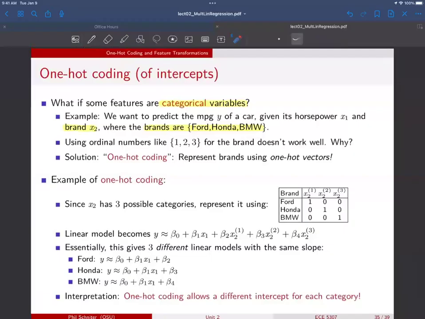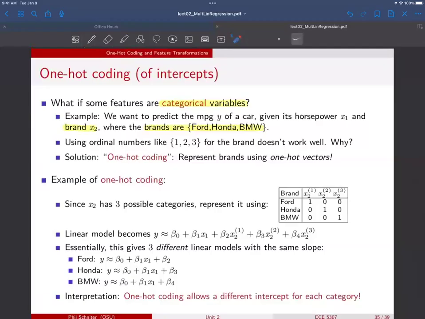You might say, well, I'll just assign Ford to feature value 1, Honda to feature value 2, and BMW to 3. But this doesn't always work well. Does anybody have any ideas of why not? Feel free to unmute yourself if you like. Okay, so why doesn't it work well to just assign numerical values to brands?